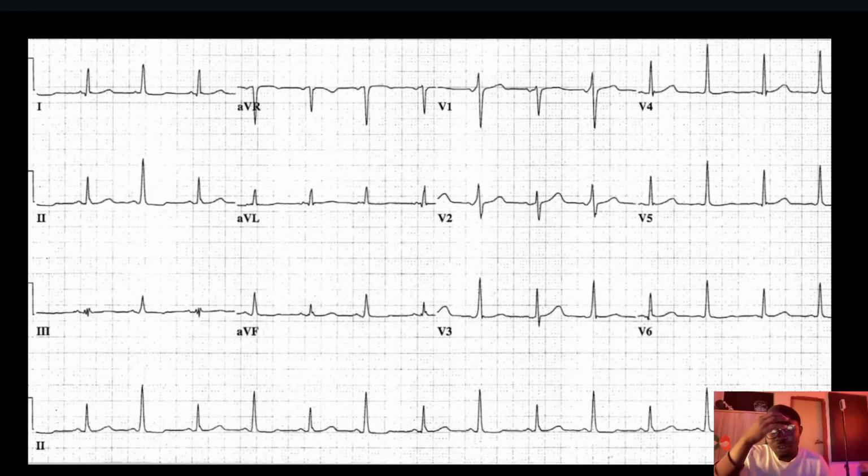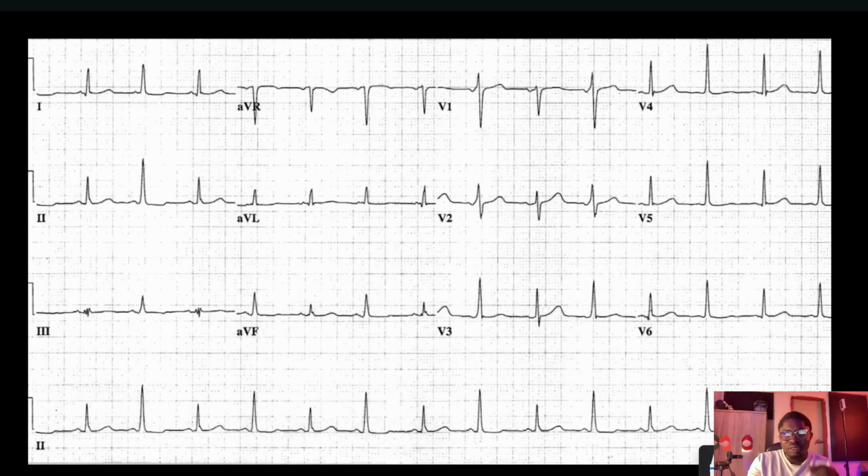Okay, so the very first thing we notice with this ECG, let's use the rhythm strip, is that this is a sinus rhythm. It's sinus because we can identify P waves on this ECG. This is a P wave, this is a P wave, this is a P wave. You get the idea. This is a sinus rhythm.